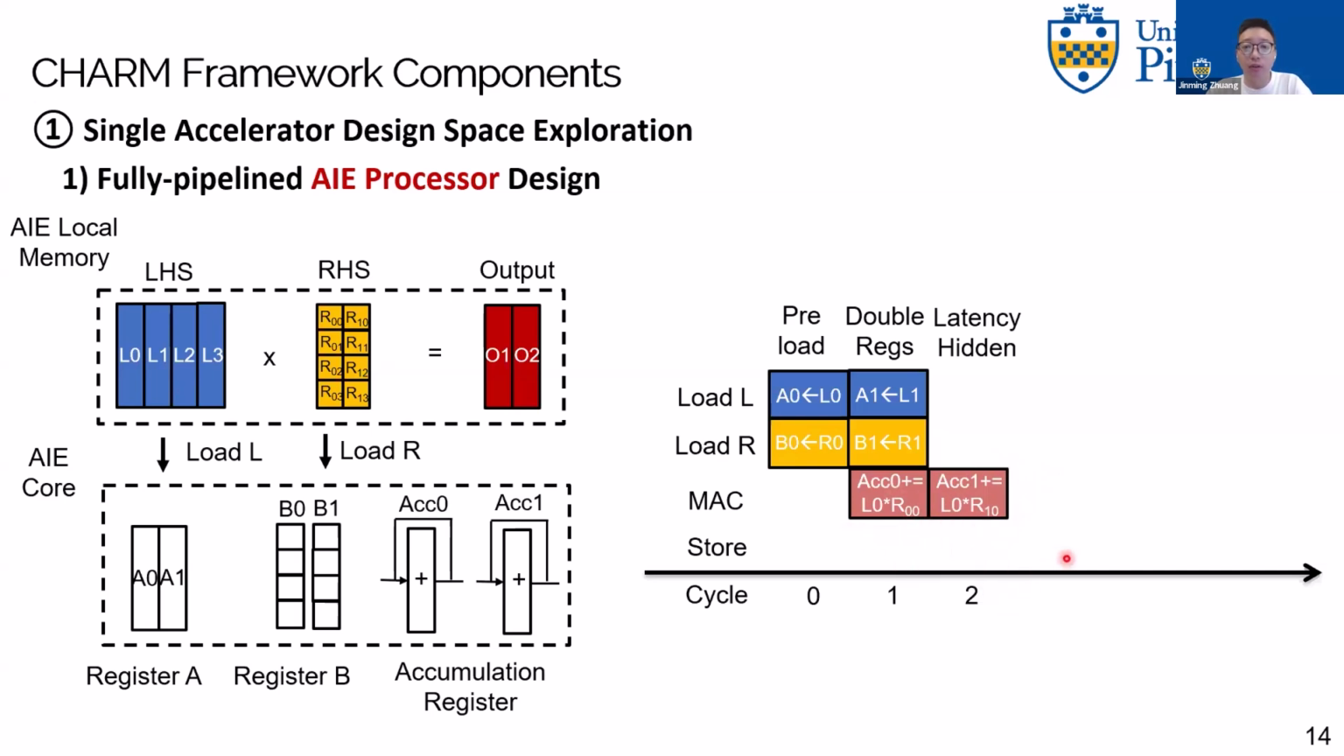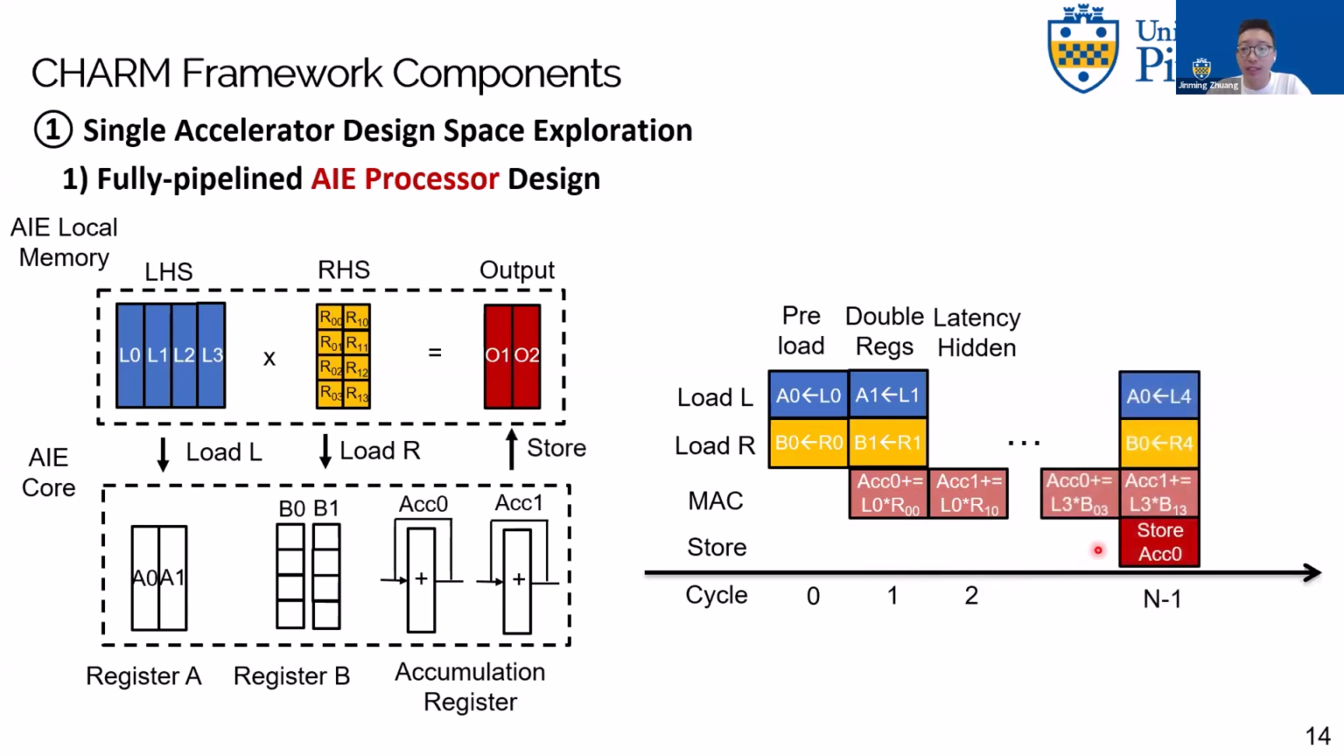Then, to avoid the frequent register eviction, we will store the data from the accumulation register back to the local memory in cycle n-1 after all the reduction dimension is finished. And in this pipeline, we make full use of all the computation resources since there are no bubbles in the MAC operation stage.